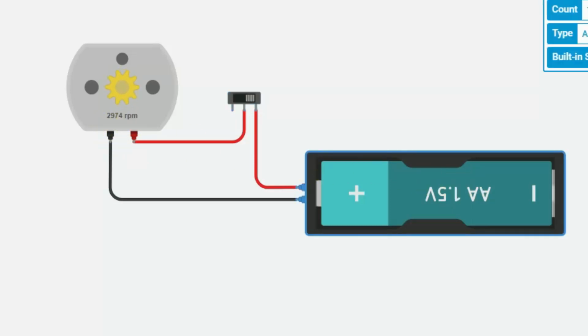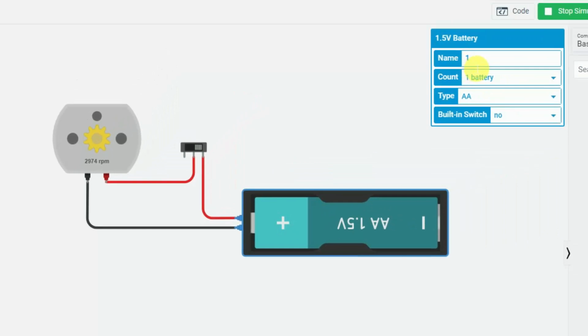Now this is my battery. Now you can see the battery name is one battery AA size. There is no built-in switch. Even I can have a battery with a built-in switch, so no need to connect an additional switch. So here the battery count is 1. Now I'll make the battery count 2.